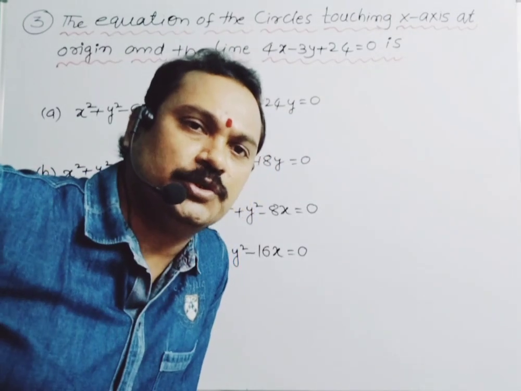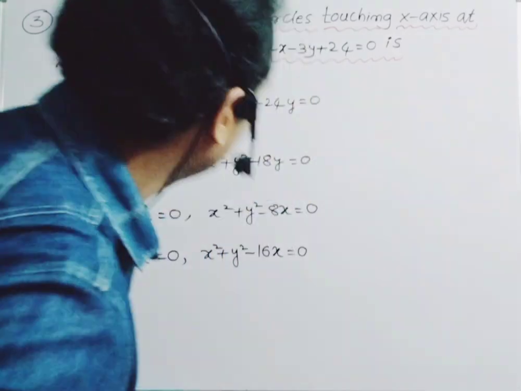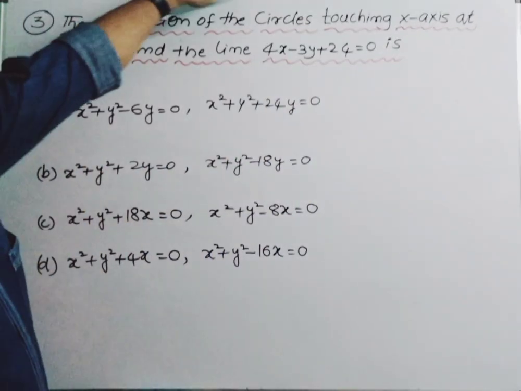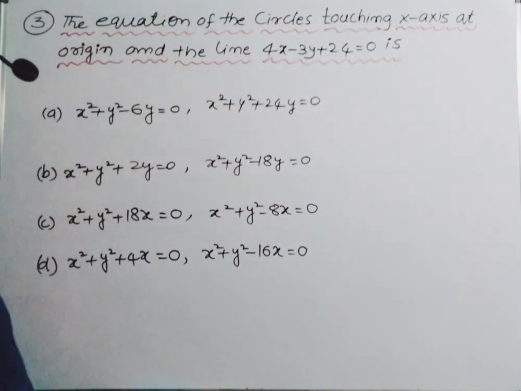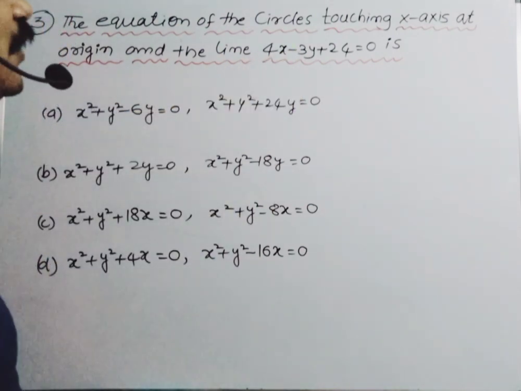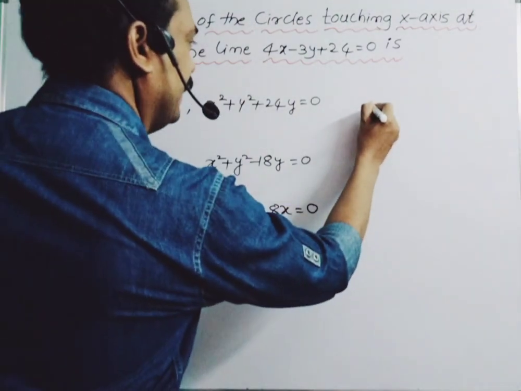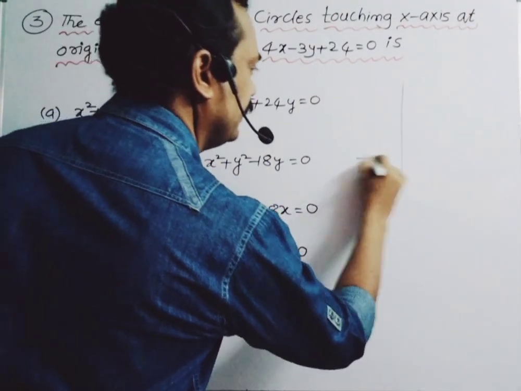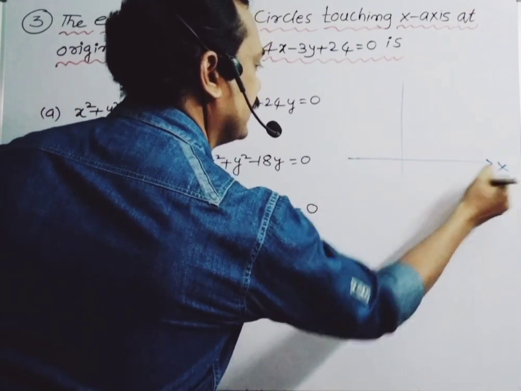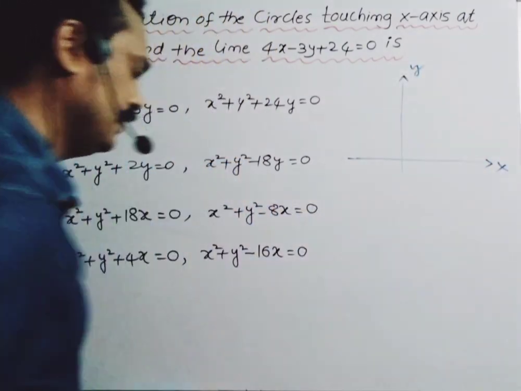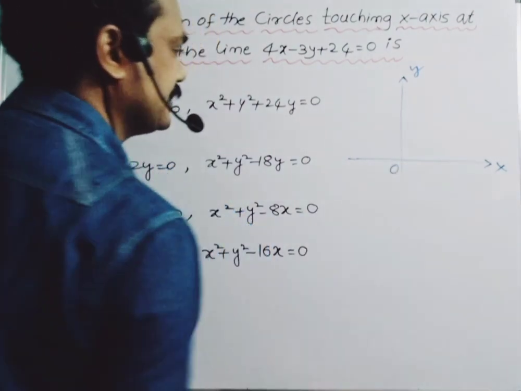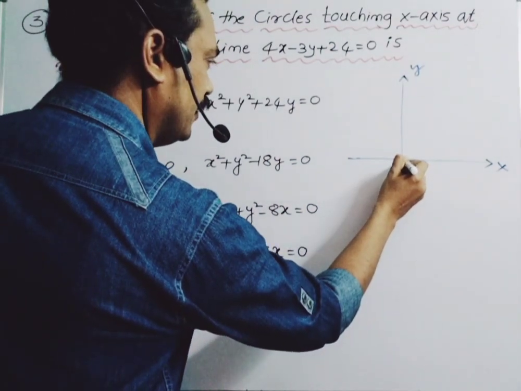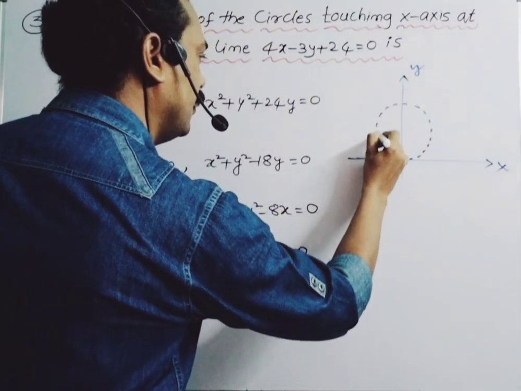Let's move on to the third question. Observe carefully. Listen to me carefully. The equation of the circles touching the x-axis at the origin and the line 4x - 3y + 24 = 0. Let us take this as the x-axis and y-axis. Our given circle is touching the x-axis at the origin.